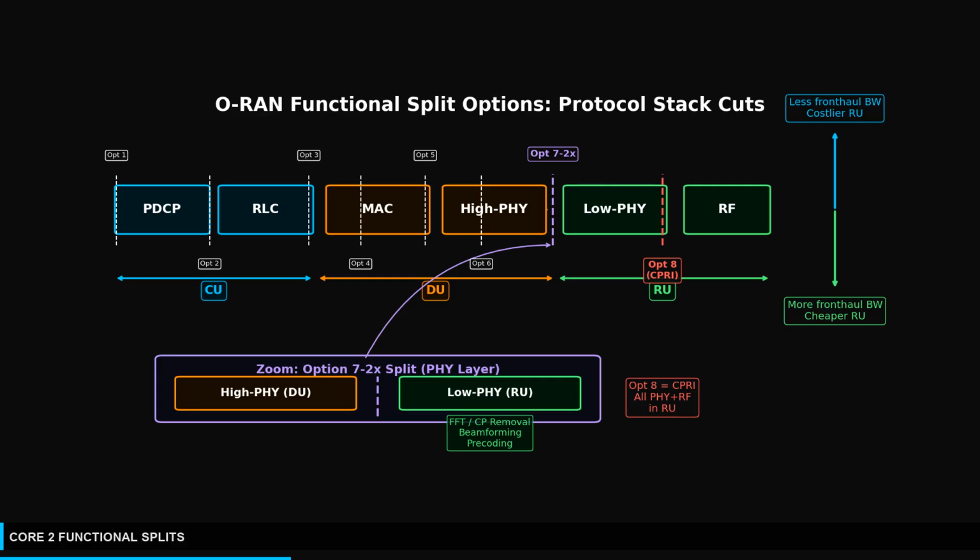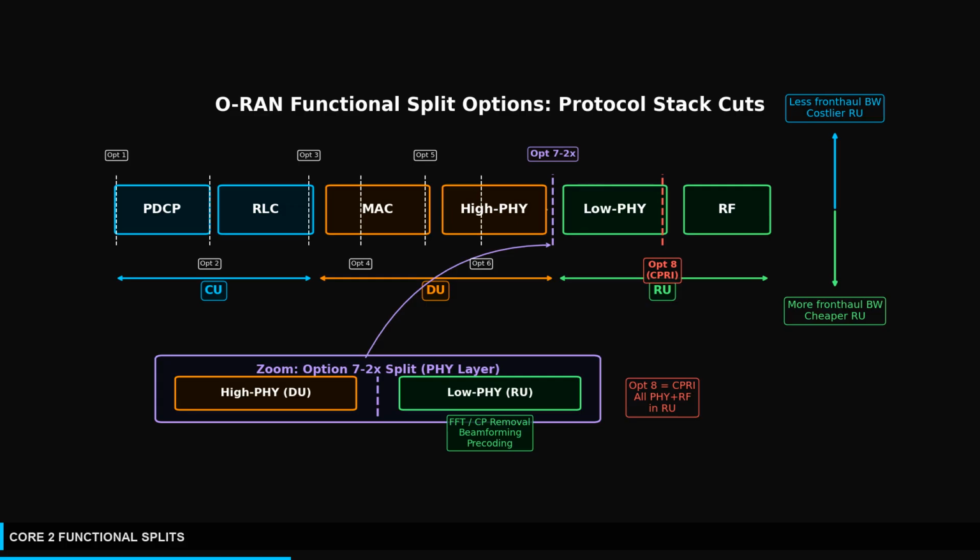3GPP defined 8 possible split points, numbered from option 1 to option 8. Option 8 is the old CPRI style. You split below the PHY entirely and send raw time domain IQ samples to the radio. The radio is dumb and cheap, but the bandwidth is enormous and it's fixed. It does not care whether anyone is using the cell. A 100 MHz carrier with 4 layers can demand something on the order of 24 gigabits per second per radio, constant. That doesn't scale.